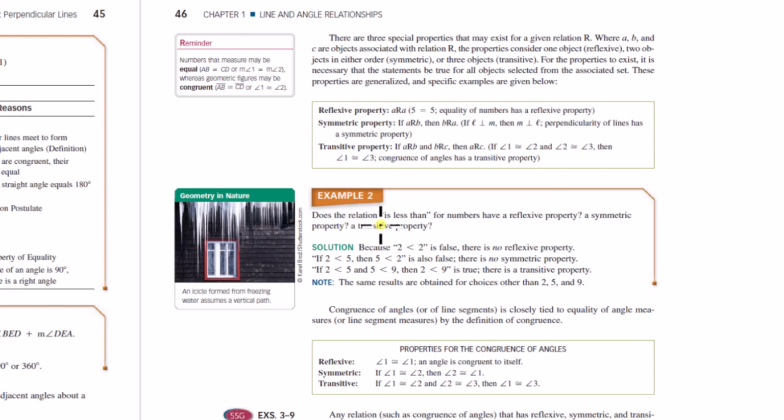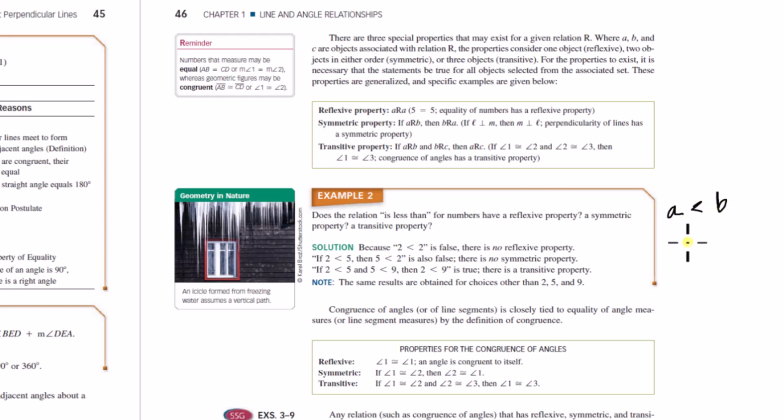Okay, does the relation "is less than" for numbers have a reflexive property, a symmetric property, a transitive property? So for numbers, A is less than B. Does that have a reflexive property? No, because you can't, well, wait, okay. It doesn't have a symmetric property because you can't flip it. If A is less than B, then if you flip it, B is not less than A.